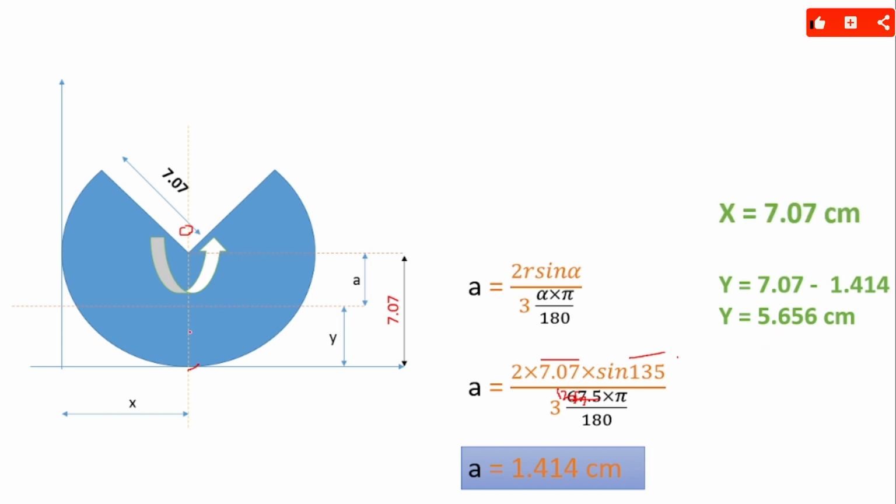Now we'll find out the x bar. X bar is very simple, horizontal separation. So this is equal to the radius of the circle. It is 7.07 centimeters. So in this way we have calculated the value of x bar and y bar.